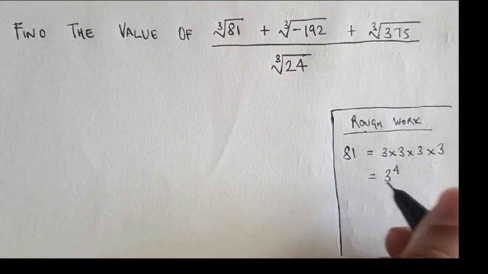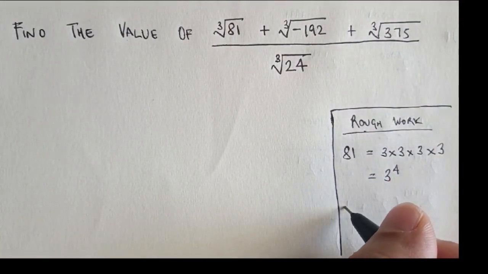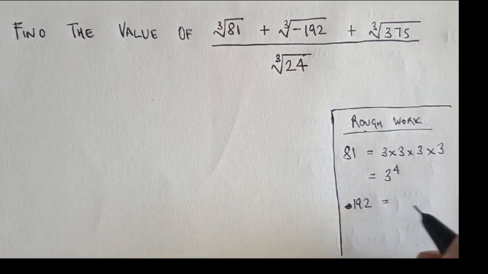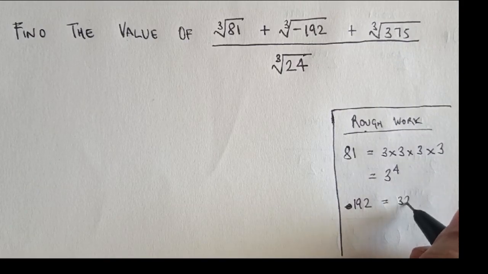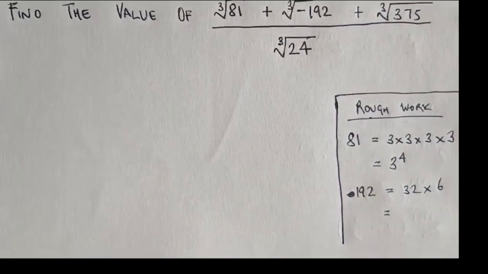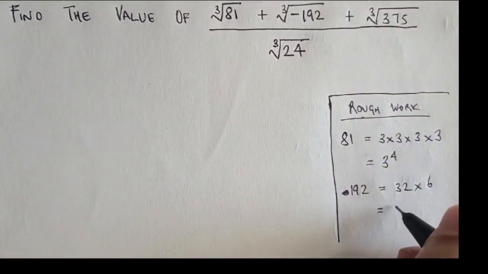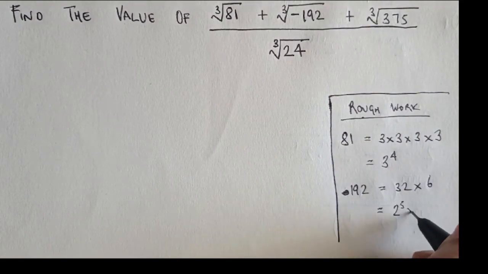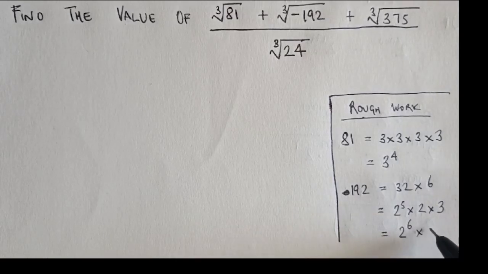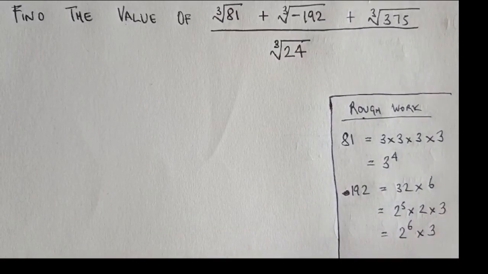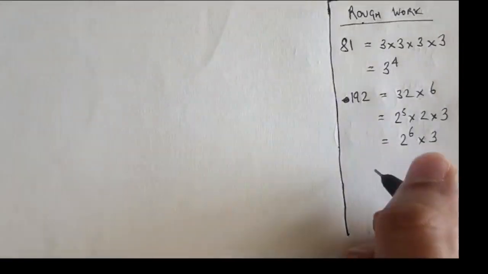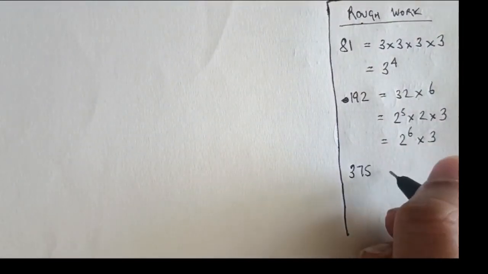Okay. Similarly, 192, let's just put 192 to make it simple, is equal to 32 into 6, right? Which is equal to, so 32 is 2 to the power of 5, into 2 into 3. So this is equal to 2 to the power of 6 into 3, right?